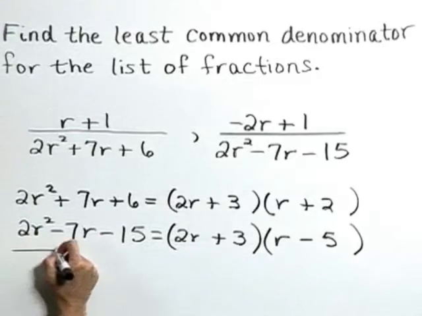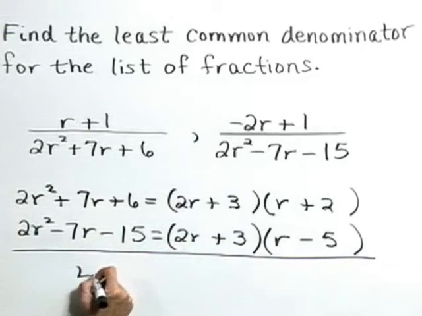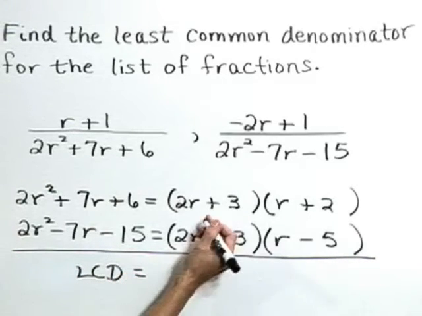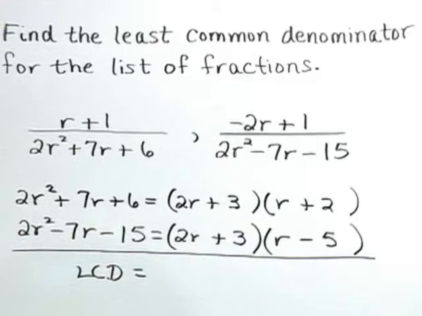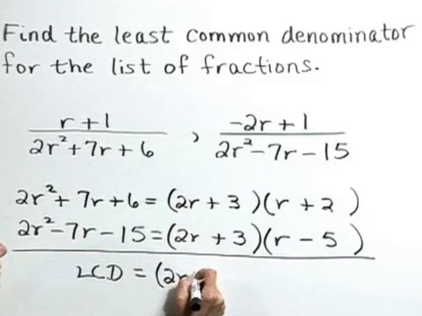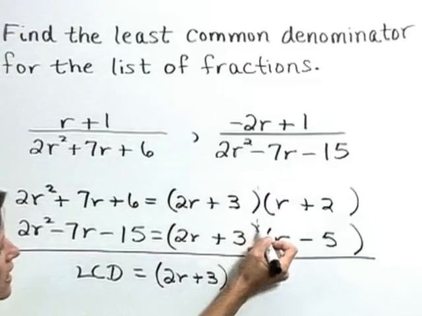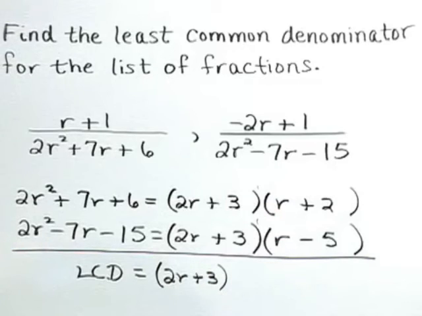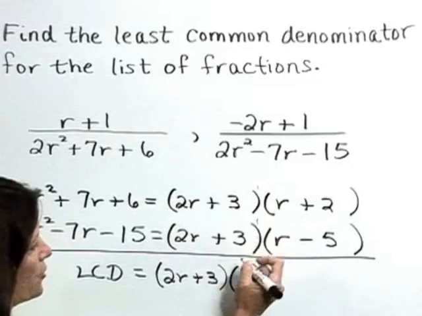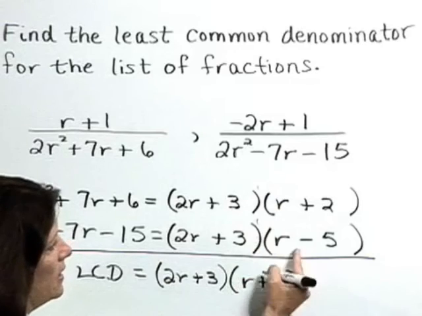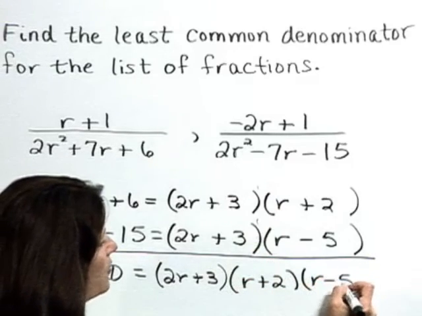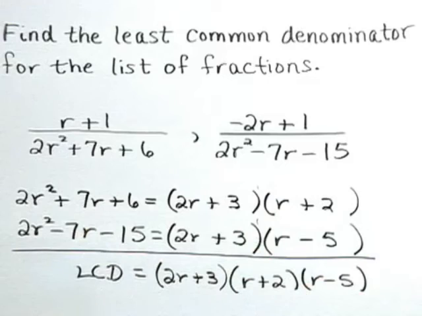Now, our lowest common denominator is going to include every factor that we see here along with its largest exponent. We see a factor of 2r plus 3. We'll only include that one time because it's included one time in each of the above factorizations. We also see a factor of r plus 2 as well as a factor of r minus 5. So our lowest common denominator in this case is 2r plus 3 times r plus 2 times r minus 5.